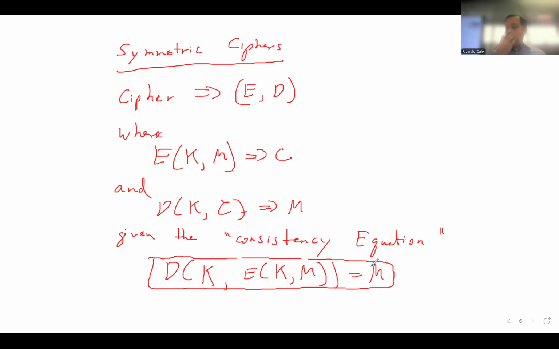A couple of things here. E often uses some kind of key for the encryption, and then D will use the same key for the decryption. So let's take a look now, going back to this idea. Let's discuss an example of a secure cipher. What is a secure cipher?